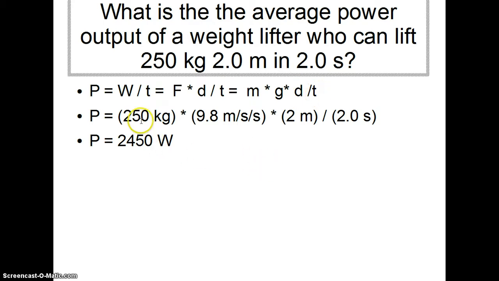Well, we do have the mass, that's 250 kilograms, multiplied by 9.8 meters per second squared. I'm assuming that the weightlifter is on Earth. And they lifted a vertical displacement of 2 meters, and that gets divided by 2 seconds. So the power output is 2,450 watts. So I guess the trick is that we have to make sure that we convert the mass to a force.